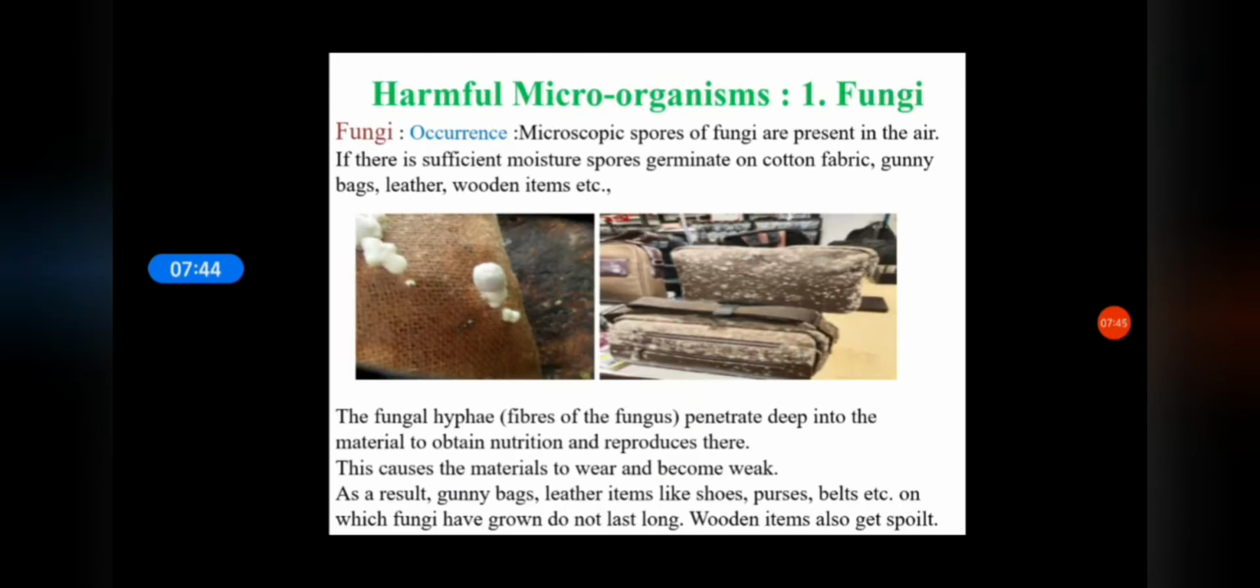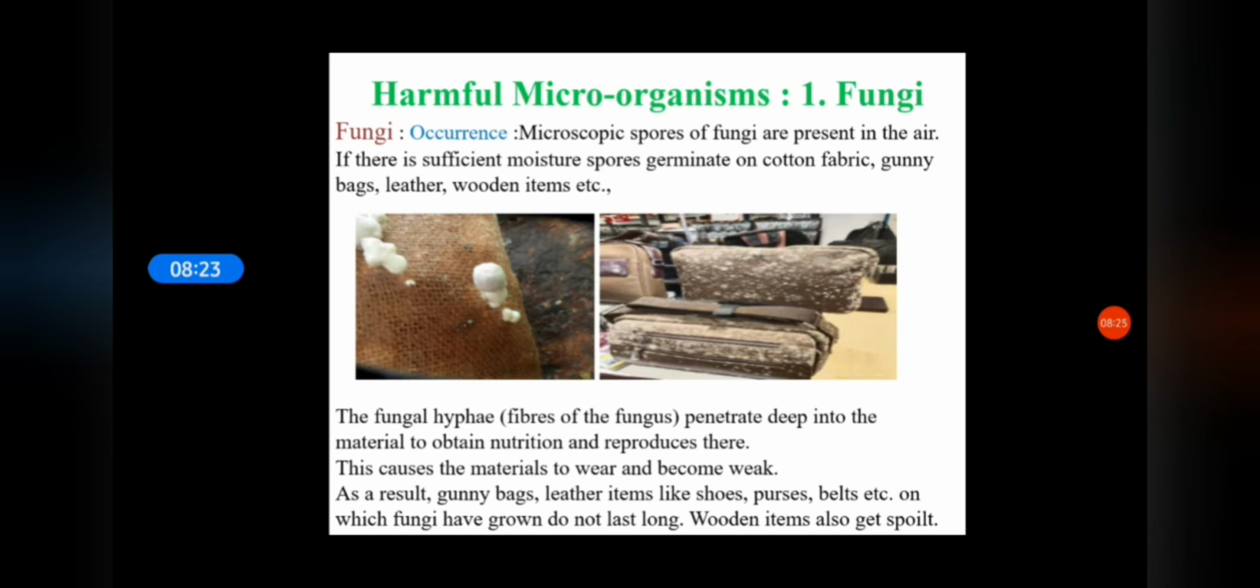Now we are going to learn the other side of microorganisms, that is, harmful microbes. The first harmful microbe we are going to learn is fungi. It occurs in the air in the form of microscopic spores. When such spores get sufficient moisture, they start to germinate on cotton fabric, gunny bags, leather, wooden items, and even on the walls, as you can see in the following diagrams.